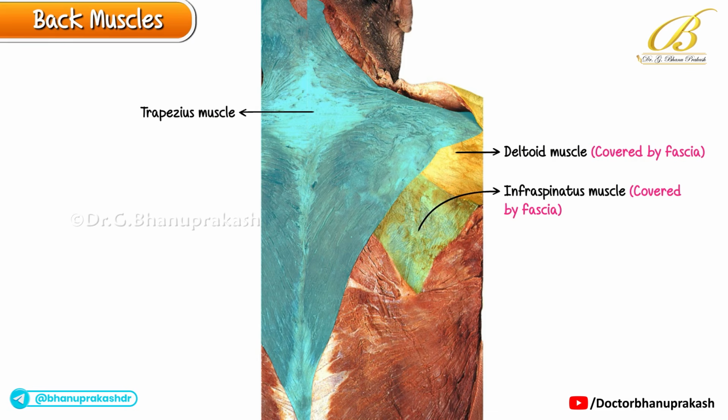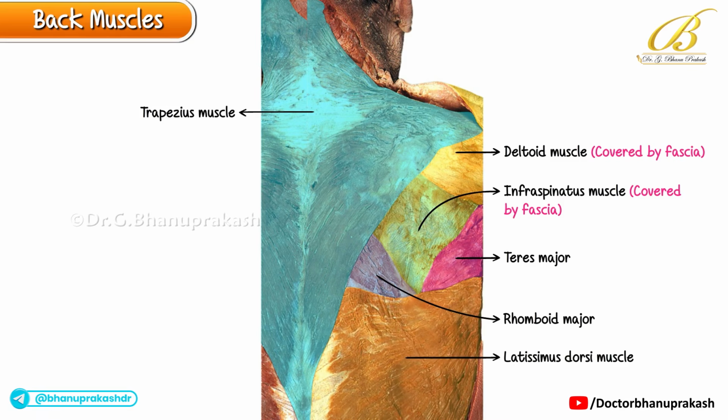Inferior to this, on each side, parts of the rhomboid major and teres major muscles are also seen. At the lowest level, the broad Latissimus dorsi muscle forms the inferior boundary of this superficial dissection.